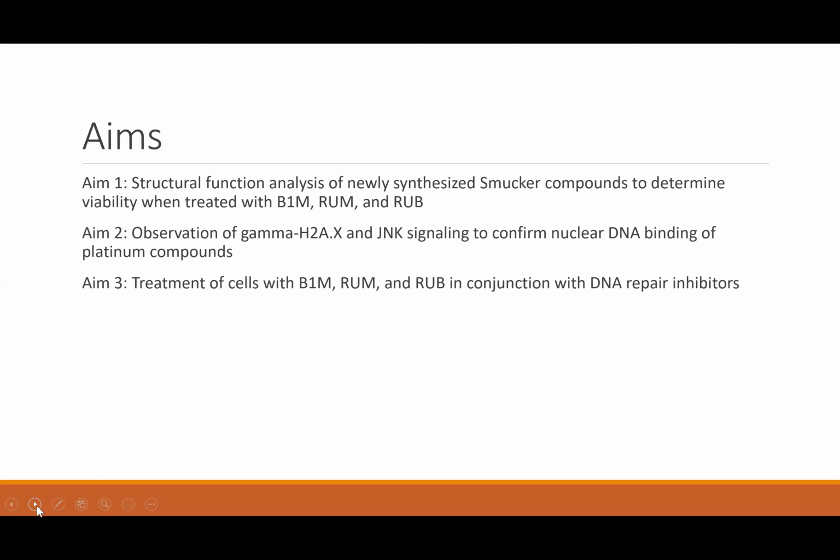And third, I wanted to treat the cells with B1M, RUM, and RUB in conjunction with DNA repair inhibitors. This was important because sometimes cancer cells can repair DNA damage faster than chemotherapeutics can induce damage. So if you combine a repair inhibitor with the chemotherapeutic, you can potentially have a highly effective treatment for cancer.